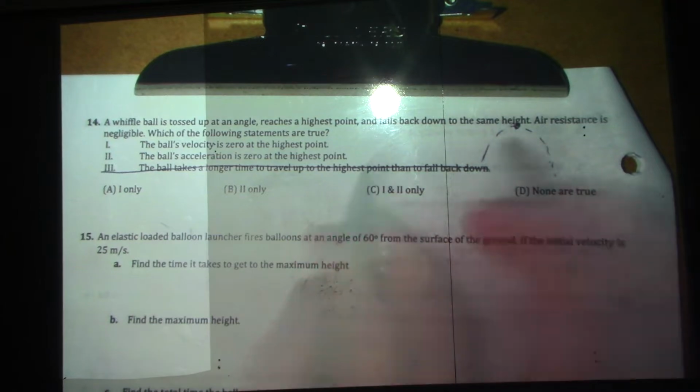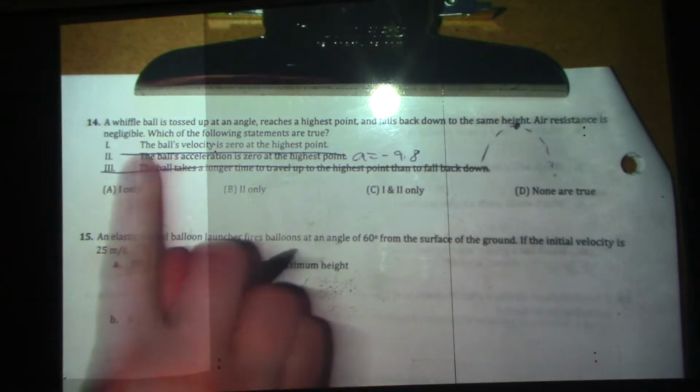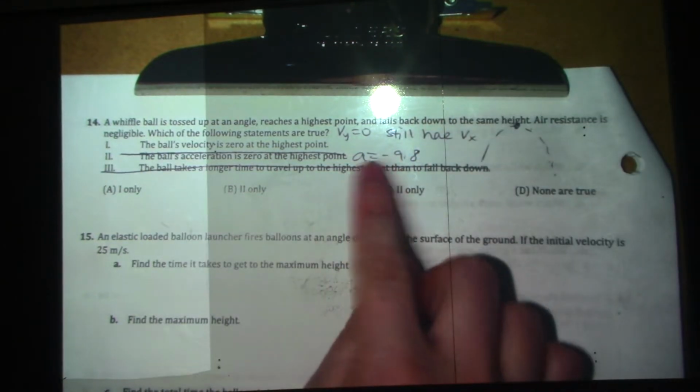The acceleration is 0 at the highest point, that's not true, your acceleration is negative 9.8. And the velocity is 0 at the highest point, only my y velocity is 0 at the highest point. You still have x velocity, which means that it's not 0, right? I still have an x velocity, so that was not true either, none of them were true.